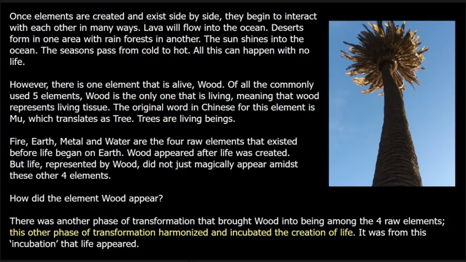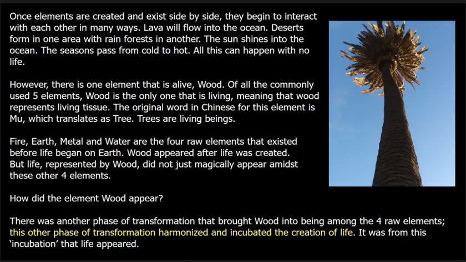Once elements are created and exist side by side, they begin to interact with each other in many ways. Lava will flow into the ocean, deserts form in one area with rainforests in another. The sun shines into the ocean. The seasons pass from cold to hot. All this can happen with no life. However, there is one element that is alive, wood.